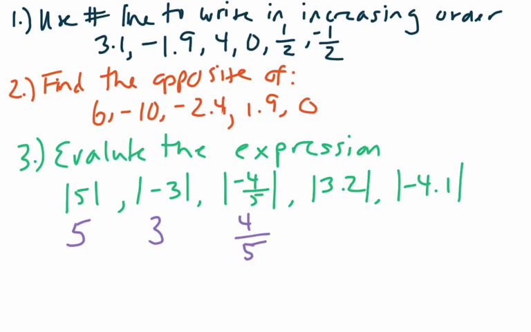Distance from 0 of 3.2 is 3.2 units away, and the distance from 0, or absolute value, of negative 4.1 is positive 4.1. It's 4.1 units. It's just going to the left.